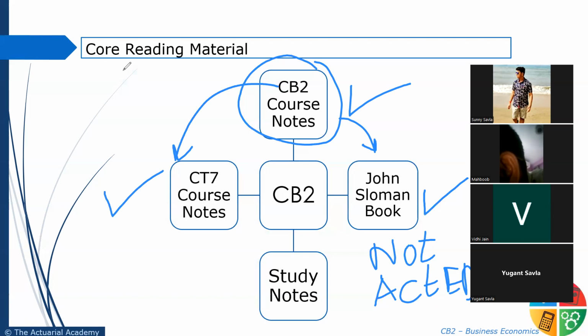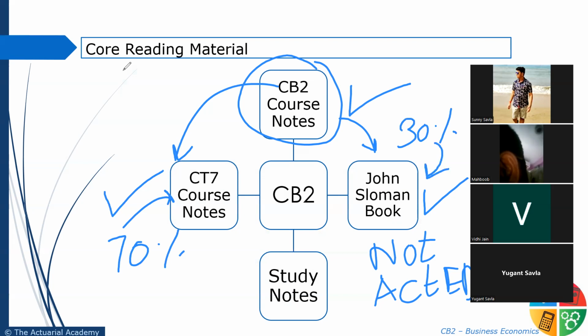These course notes are like all your other course notes, which have enough details and enough questions and everything. For 70% of our portion, you have to refer to the CT7 course notes, and for the 30% of the portion which is new and has come into the picture after 2019, you have to refer to the John Sloman book.